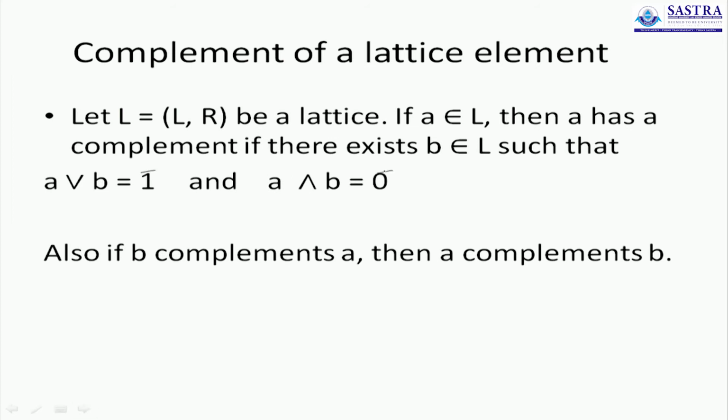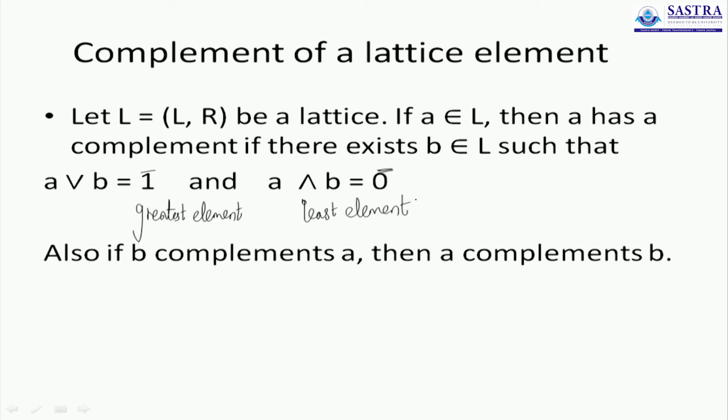Now the next definition is about what is called the complement of an element. Let's consider two elements from a lattice L. The two elements be A and B. Now A and B are called complements of each other, or A is called the complement of B and B is called the complement of A, if such a thing is observed. The LUB of A and B should be the greatest element of the lattice, and the GLB of A and B should be the least element of the lattice.